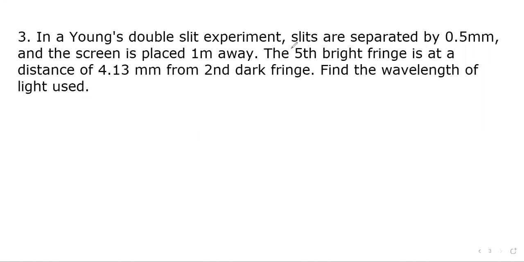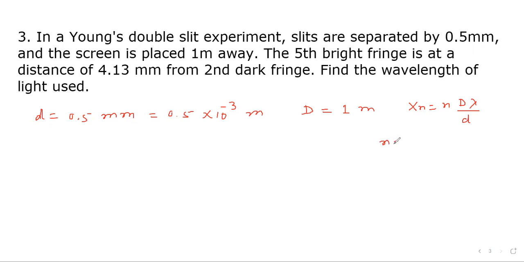In Young's double slit experiment, slits are separated by 0.5 millimeter. It means small d equal to 0.5 mm or 0.5 into 10 to the power minus 3 m. And the screen is placed 1 meter away. It means capital D equal to 1 meter. Fifth bright fringe is at distance of, we know xn equal to n D lambda upon small d. So here n equal to 5. So the fifth bright fringe is at a distance of 4.13 millimeter from the second dark fringe.